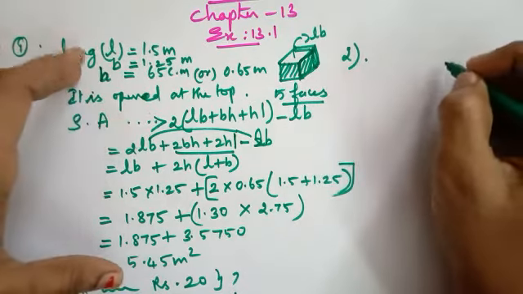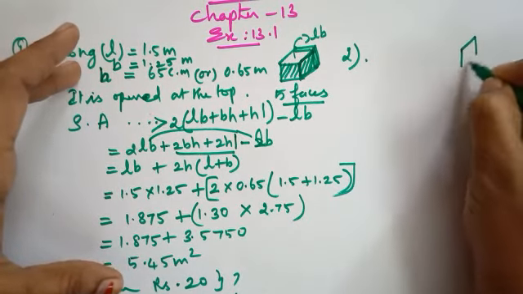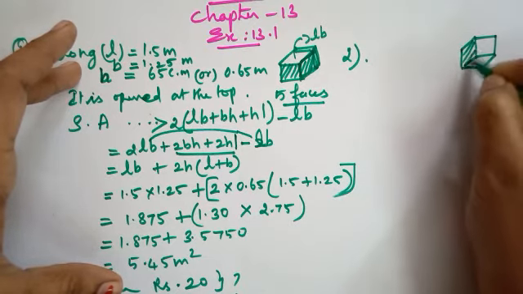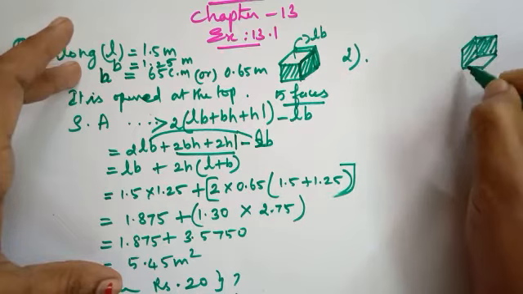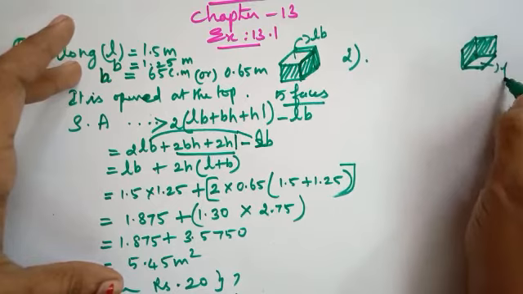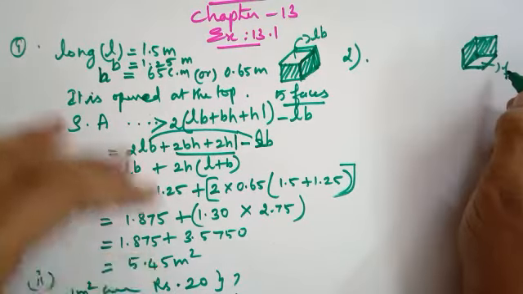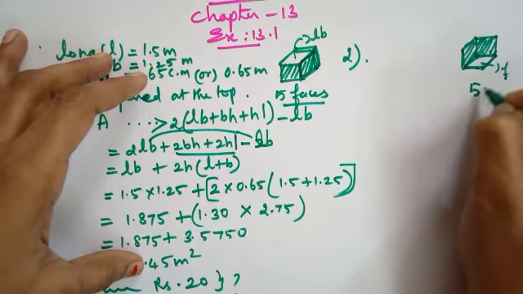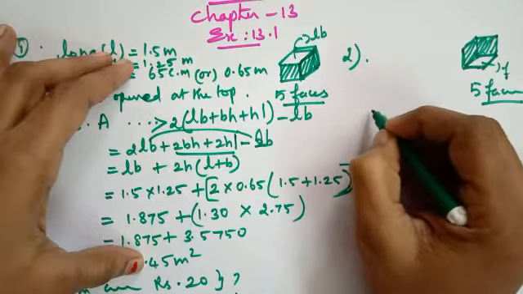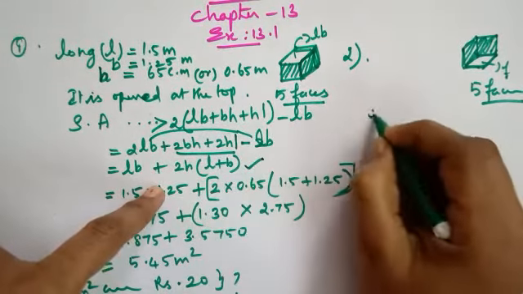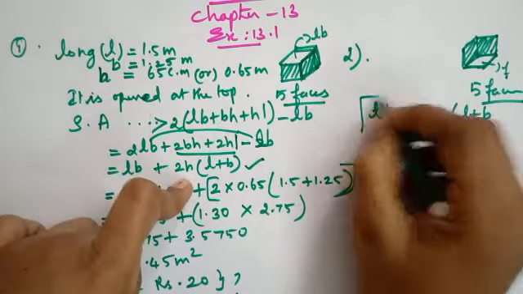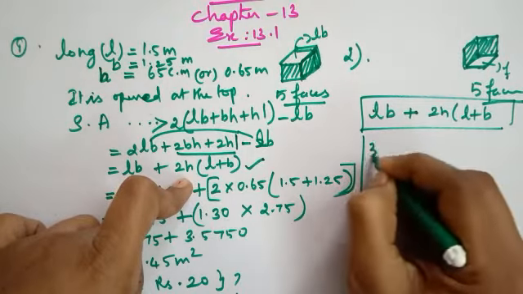Students listen, the second sum is also the same. Only the 4 walls plus ceiling. Here this is the floor, no need to paint. So here 5 faces. In this sum you can also use the same formula, LB plus 2H of L plus B. This is the formula for the second question. Is it clear? Then third question, listen.